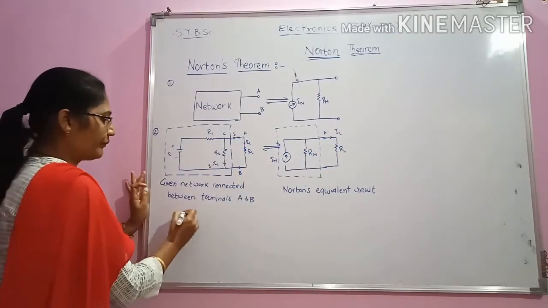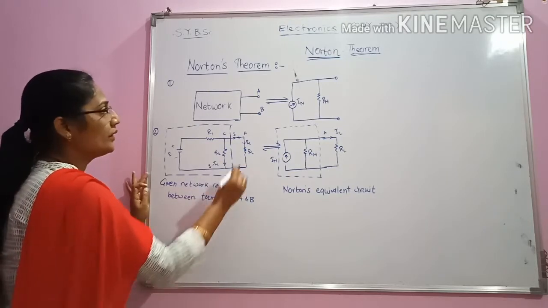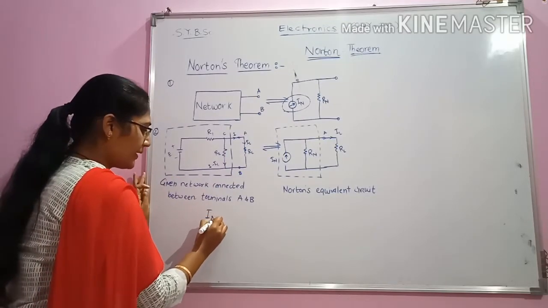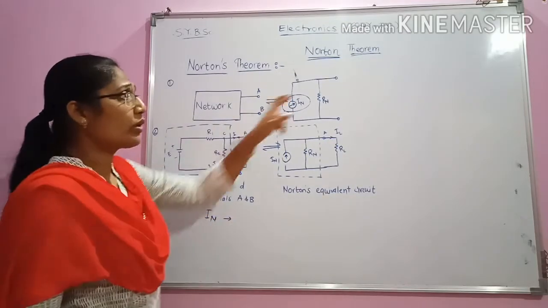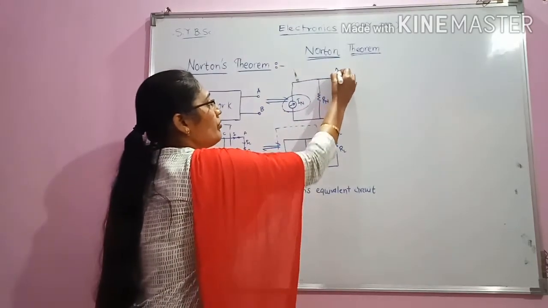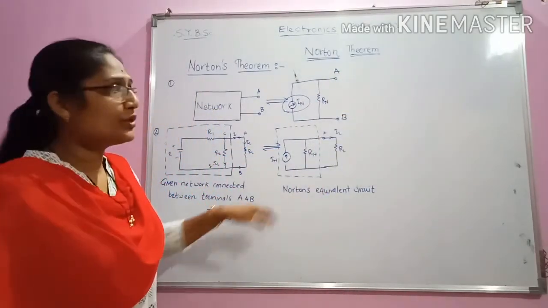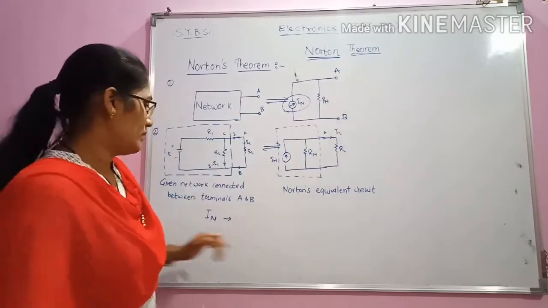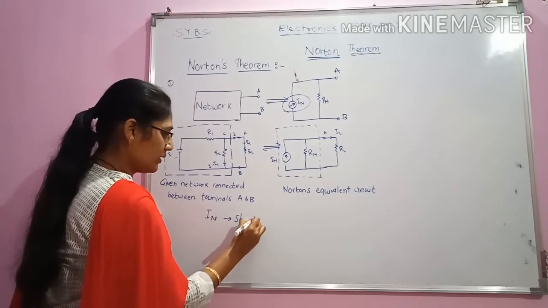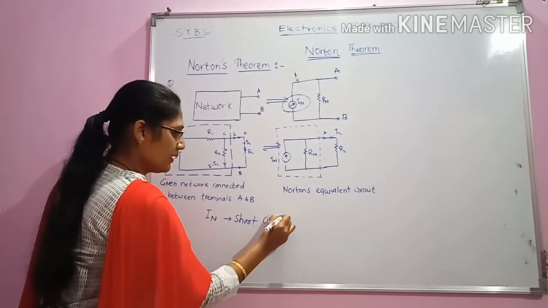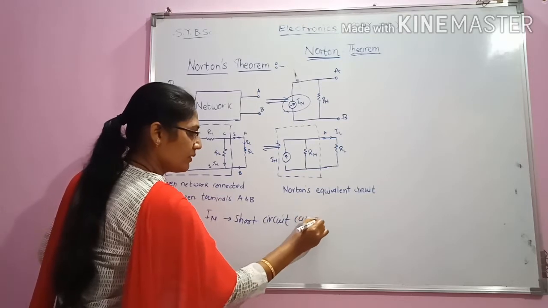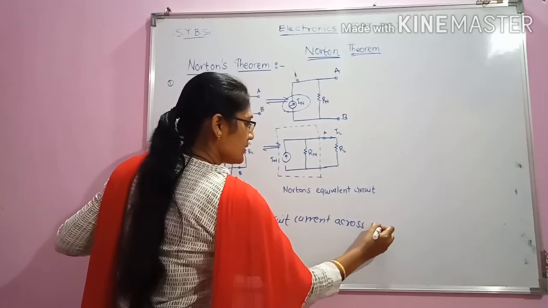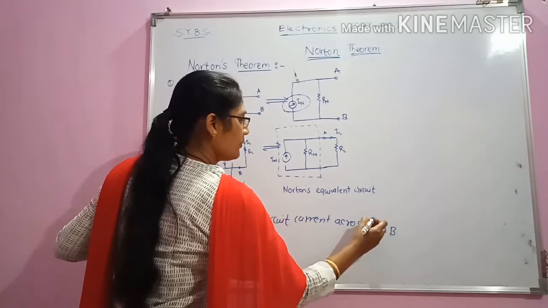Now we have to calculate the current through the load. In case of Norton's theorem, the value of IN is nothing but the short circuit current across terminals A and B. These are the terminals.